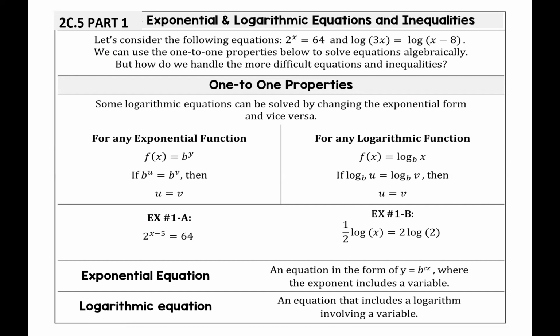What we're going to be doing is using one-to-one properties to evaluate them. The one-to-one property says that for an exponential, if the bases are the same, all you have to do is set the exponents equal to each other, the powers equal to each other. The one-to-one property for log says if it's the log of the same base, all you're doing is setting the arguments equal to each other.